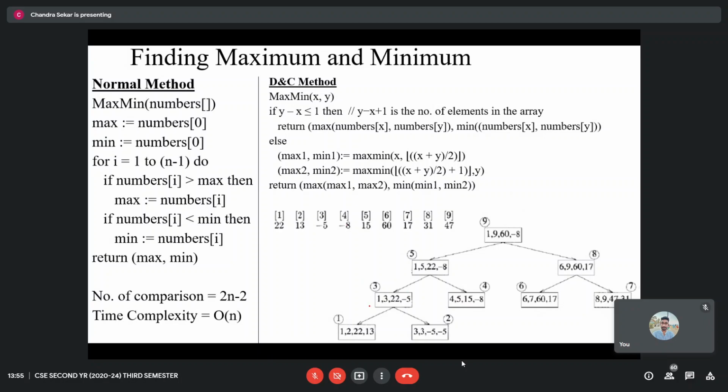Now having divided the given array into subarrays, it will find the maximum and minimum value in each of the subarrays. So among 1 and 2, it will return the max and min. Among 1 and 2, 22 is the max and 13 is the min. And with respect to the third element, there is only one element. So the same element will be the max as well as the min value.